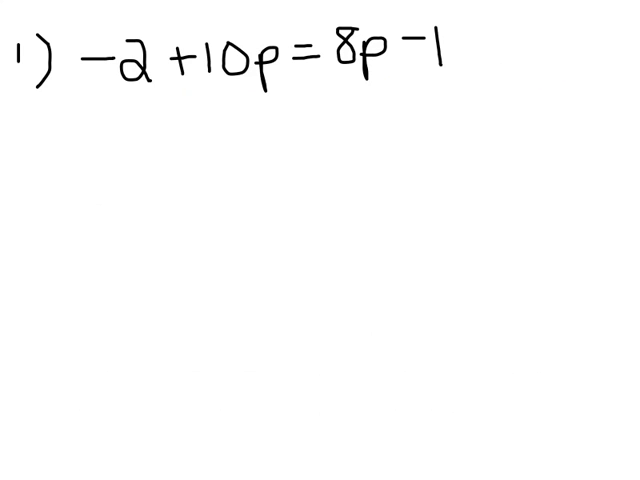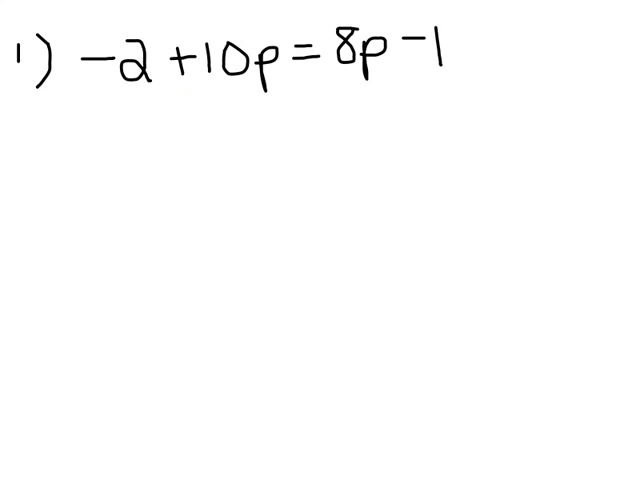In example 1, we're given negative 2 plus 10p equals 8p minus 1. Normally, we start by doing the distributive property. However, we do not have any fractions, so we can skip that step. Second, we would clear fractions or decimals. Again, we don't have any fractions or decimals, so we can skip that step as well.